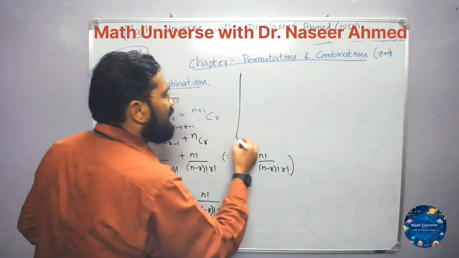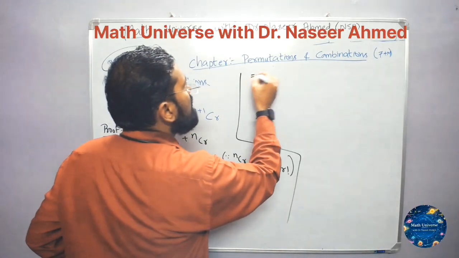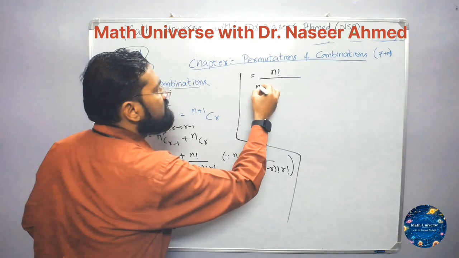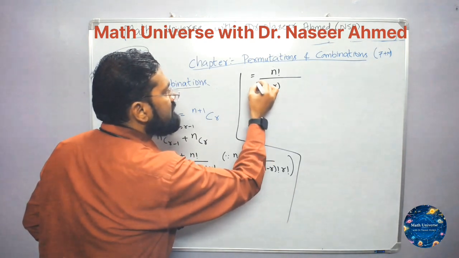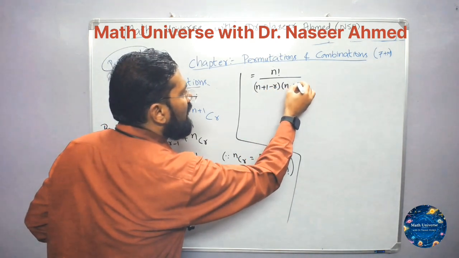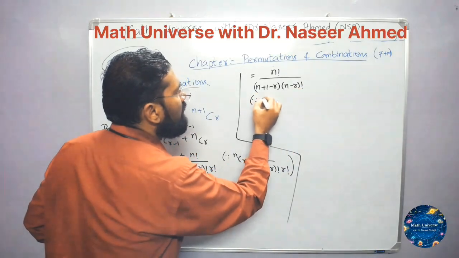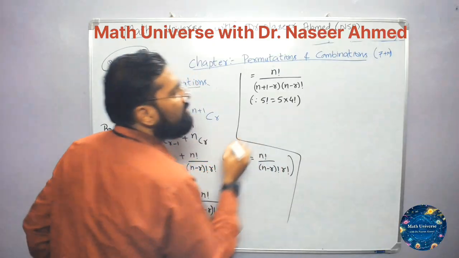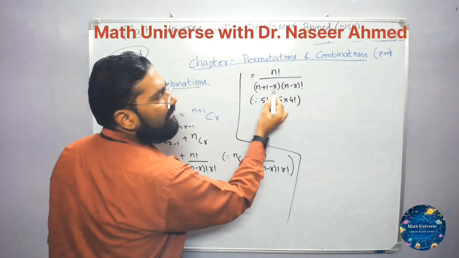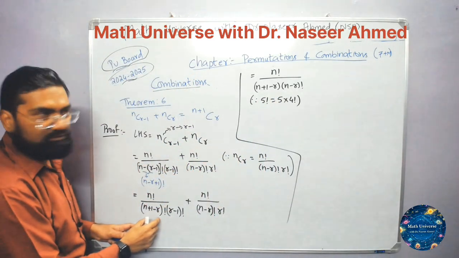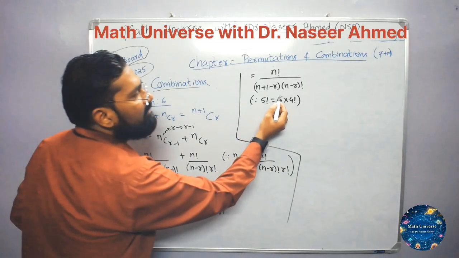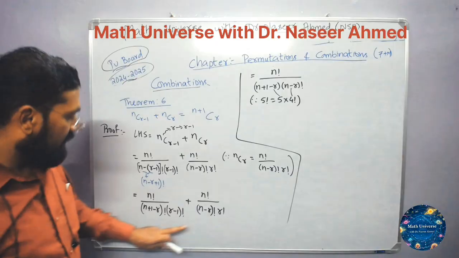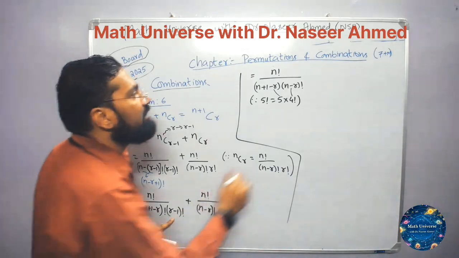So we can rewrite this as n plus 1 minus r as it is, into n minus r factorial. How? Simple. 5 factorial is the same as 5 into 4 factorial, and I can stop. This entire thing is 5 factorial. Now this is 5 and this is 4, 1 less. This one I will retain.